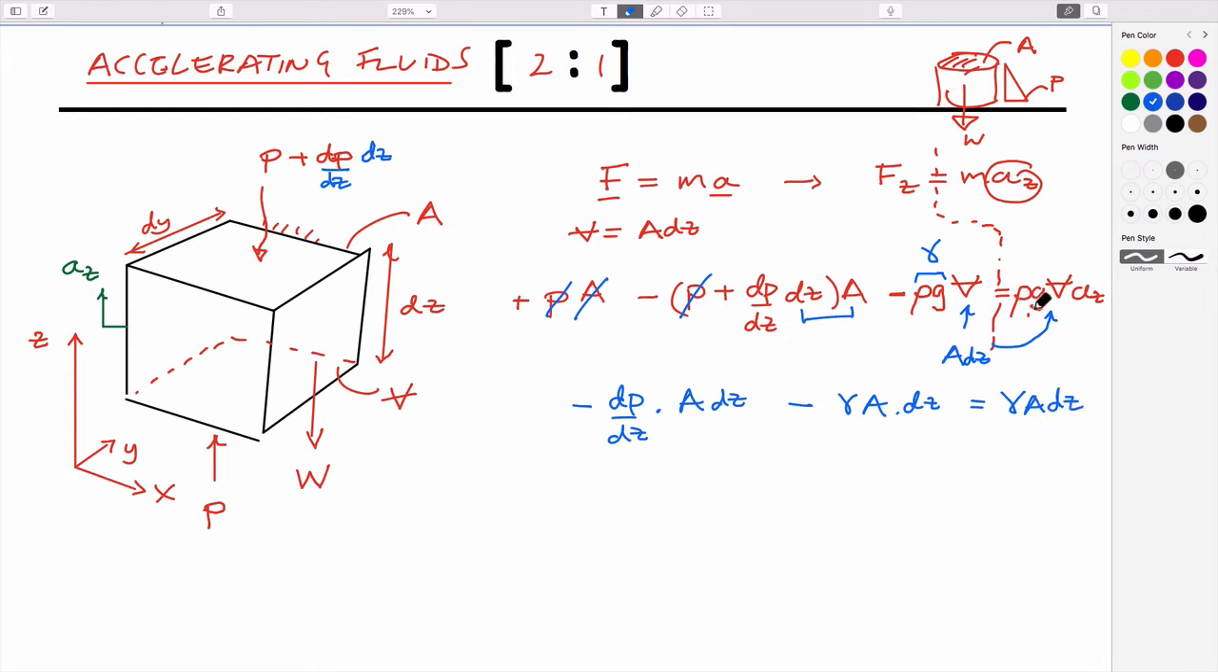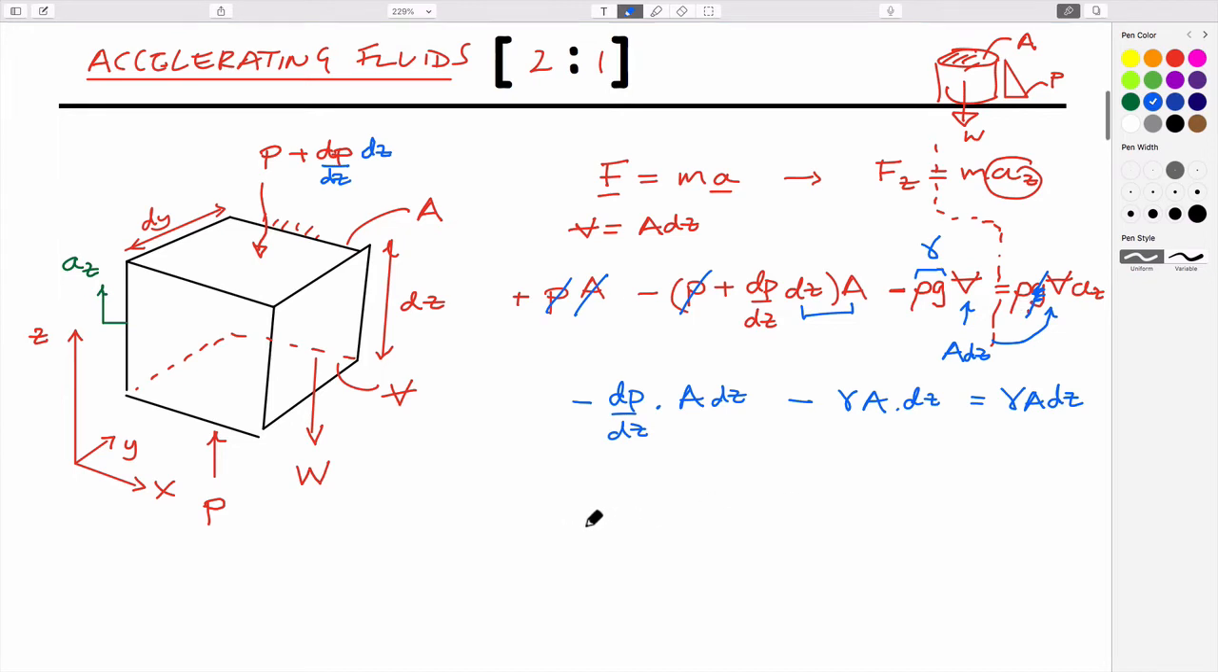And actually, this is wrong, isn't it? Because this term should not be there. This g should not be there, because this is the acceleration. So this is the acceleration due to gravity, which takes place unit weight. This is the acceleration due to going up in the elevator. So this is the acceleration it feels, not gravity anymore.